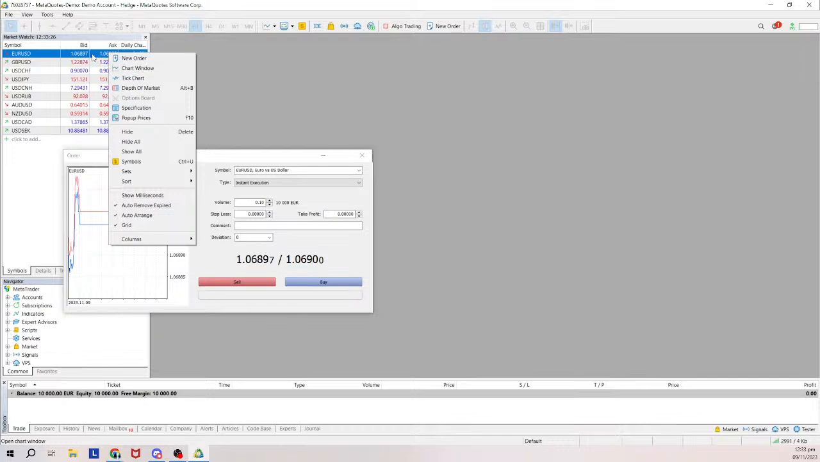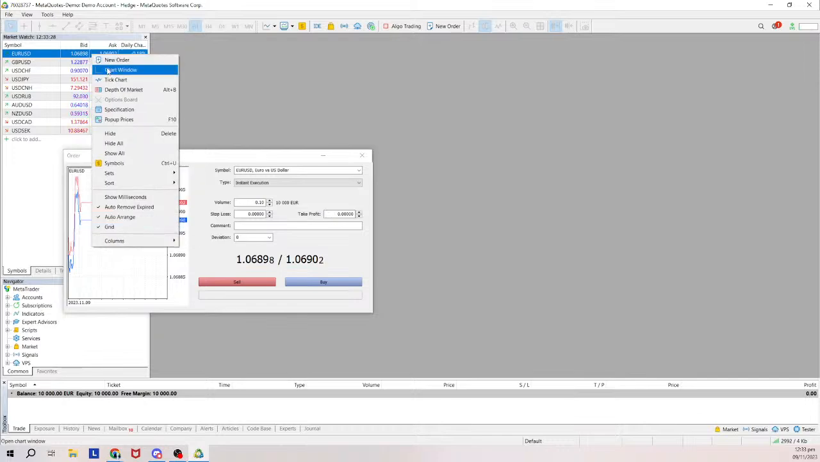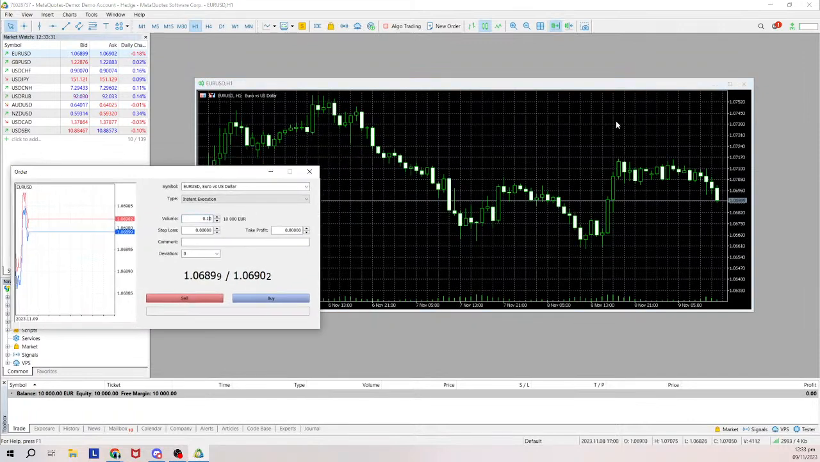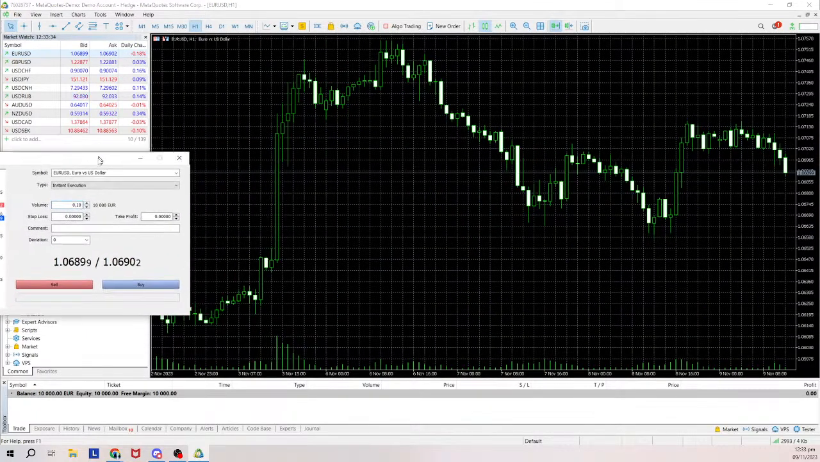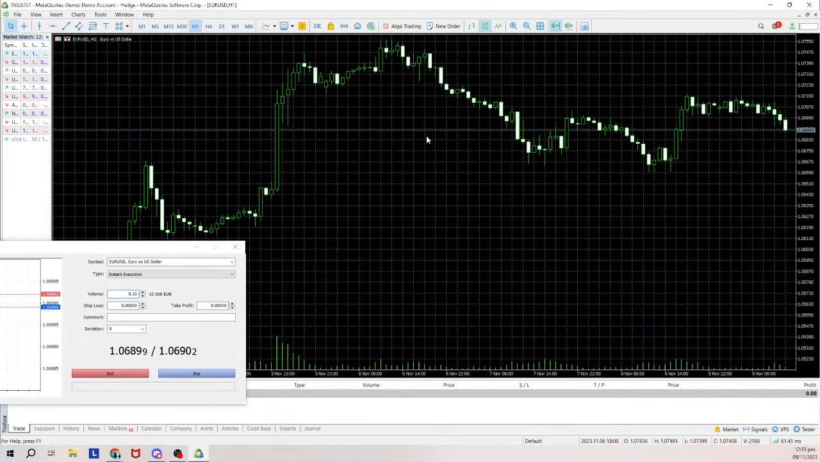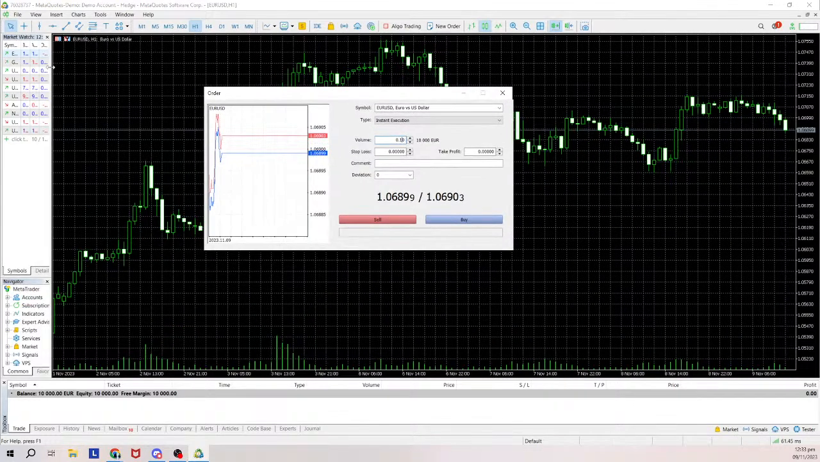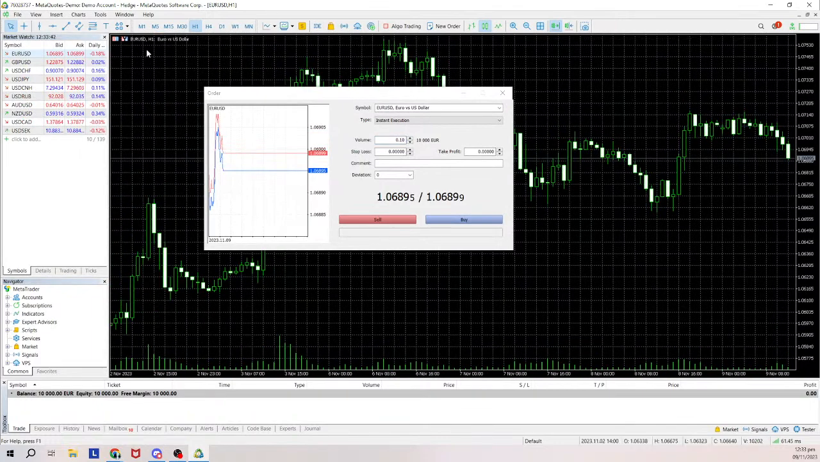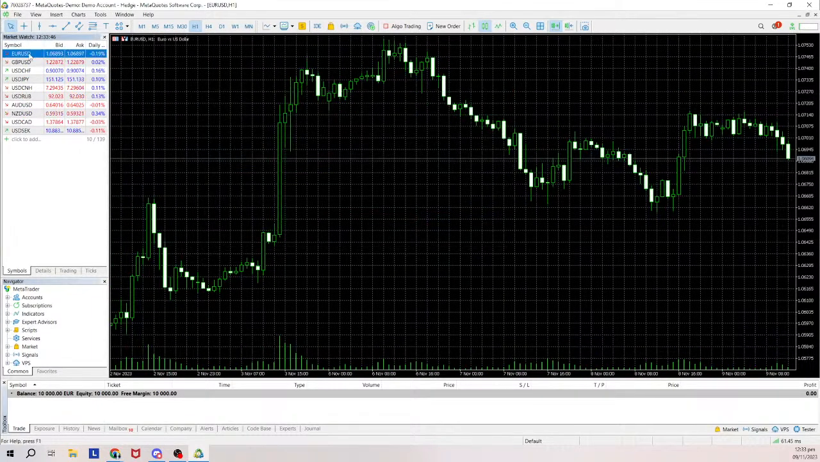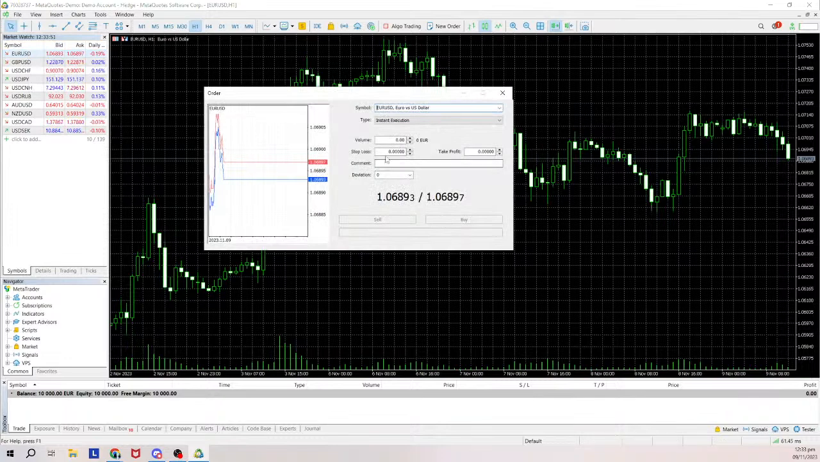If I want to have a look at the chart, I left click on the mouse, click chart window, and we have a chart right here. Fantastic. So here, if we want to look at the euro dollar, you double click on it. You can choose the quantity. The smallest size you can go is 0.01, which is 1,000. Based on your leverage, we can try to explain those, but basically, that's the smallest trade you can go on a forex account.